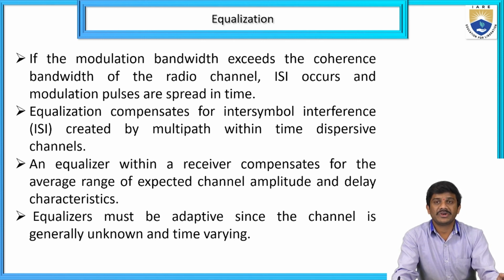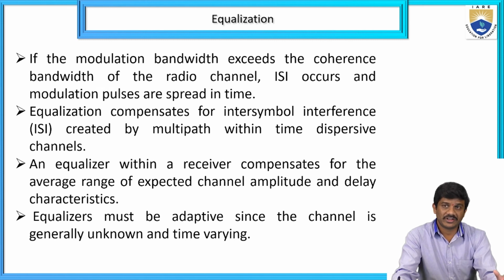Mainly, the equalization process compensates for the intersymbol interference created by the multipath within time dispersive channels. Time dispersive channels having multipath create intersymbol interference, which we can compensate by equalization. The receiver also compensates for the average range of expected channel amplitude and delay characteristics.